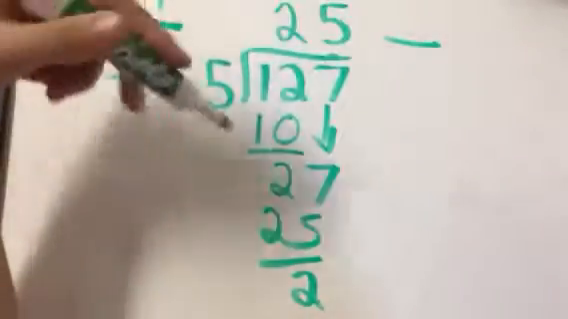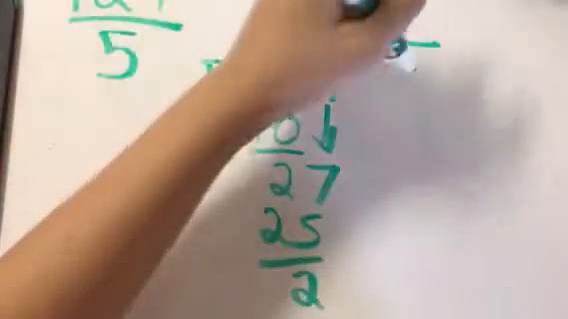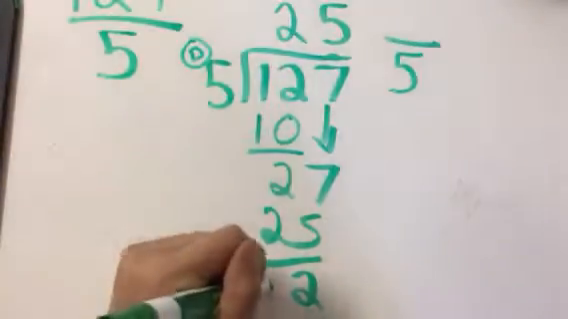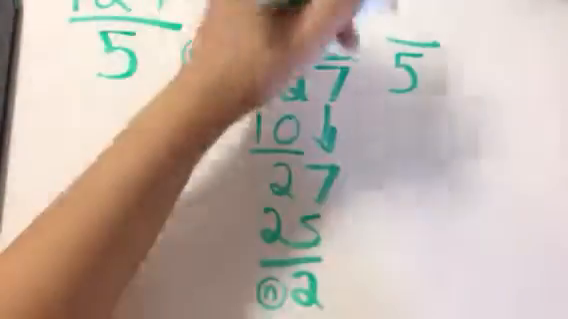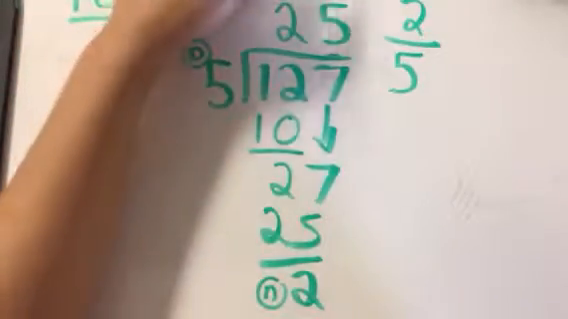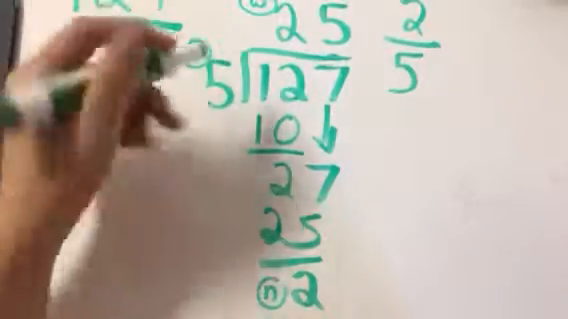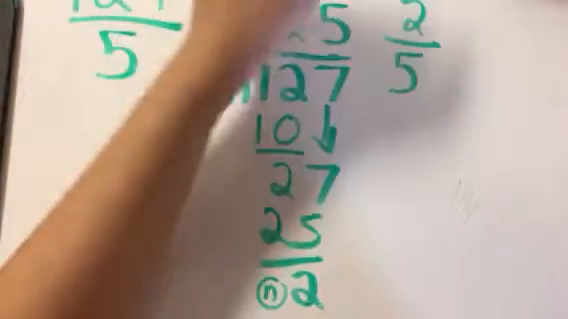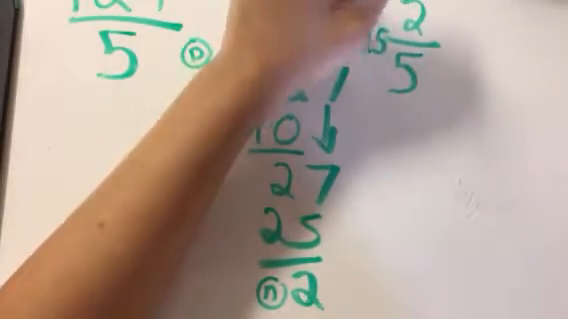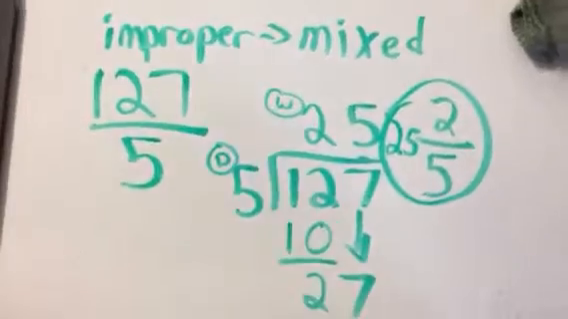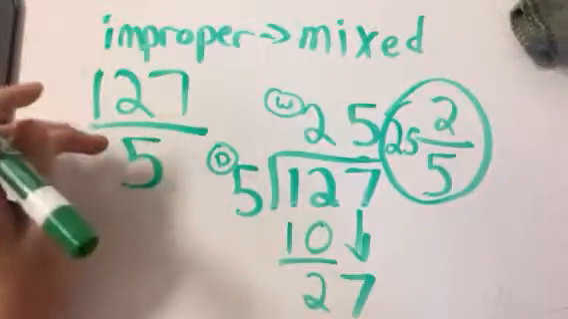My denominator should always stay the same. This tells me how many I have left over, which is 2. And then the top number is my whole number, because it's telling me how many complete times 5 goes into 127. So my answer should be 25 2/5, or 127 over 5.